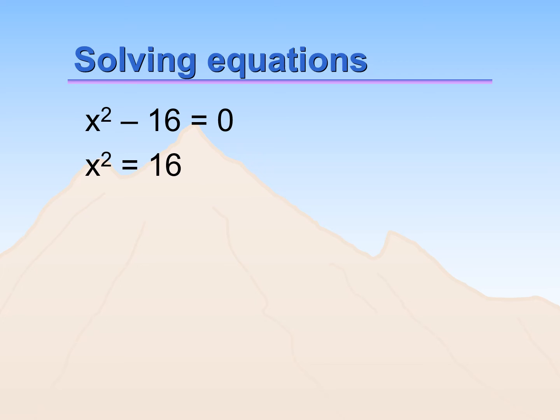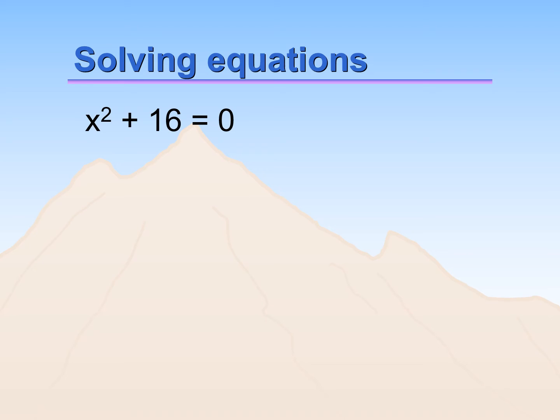So we would square root both sides, but because we're taking the square root of x squared, the answer could be positive 4, but it could also be negative 4. Because if you think about it, 4 squared is 16, but negative 4 squared is also 16. So we have to indicate that it's plus or minus 4.